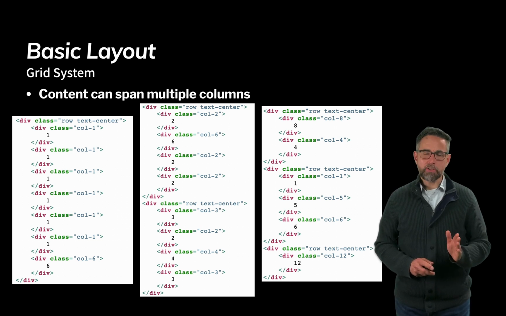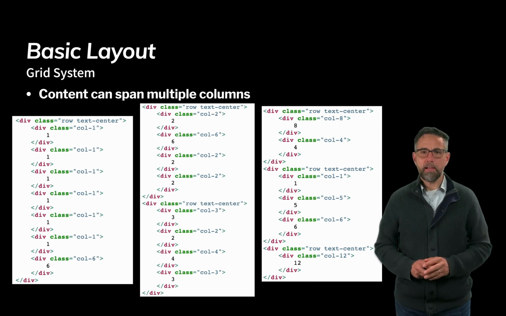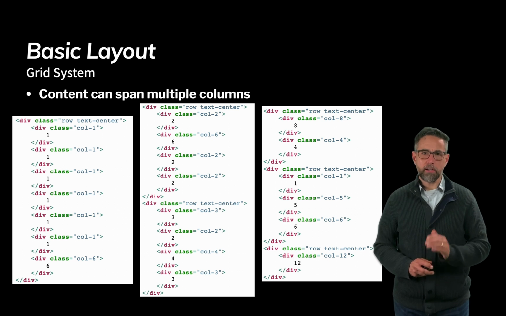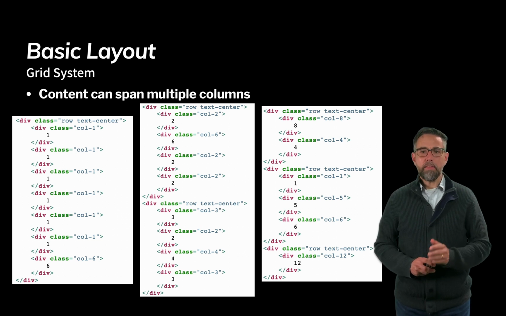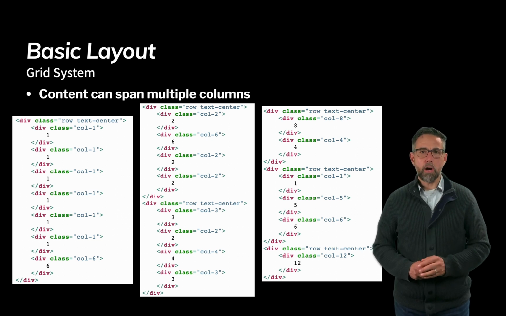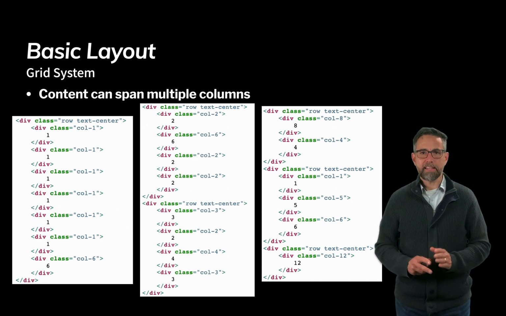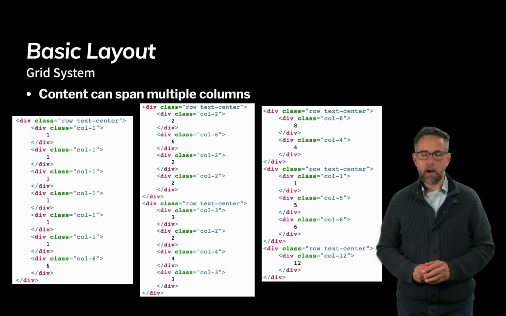So the leftmost one, we have 6 1 columns and 1 6, adding up to 12. In the top of our second screen grab here, we have a 2, a 6, a 2, and a 2, adding up to 12. Down below that, we have 3, 2, 4, and 3, adding up to 12. On the right side, in our fourth column, we have 8 and 4, adding up to 12. The fifth column, we have 1, 5, and 6, adding up to 12. And in the final row, we have one column content that spans the entire width of all of our columns.